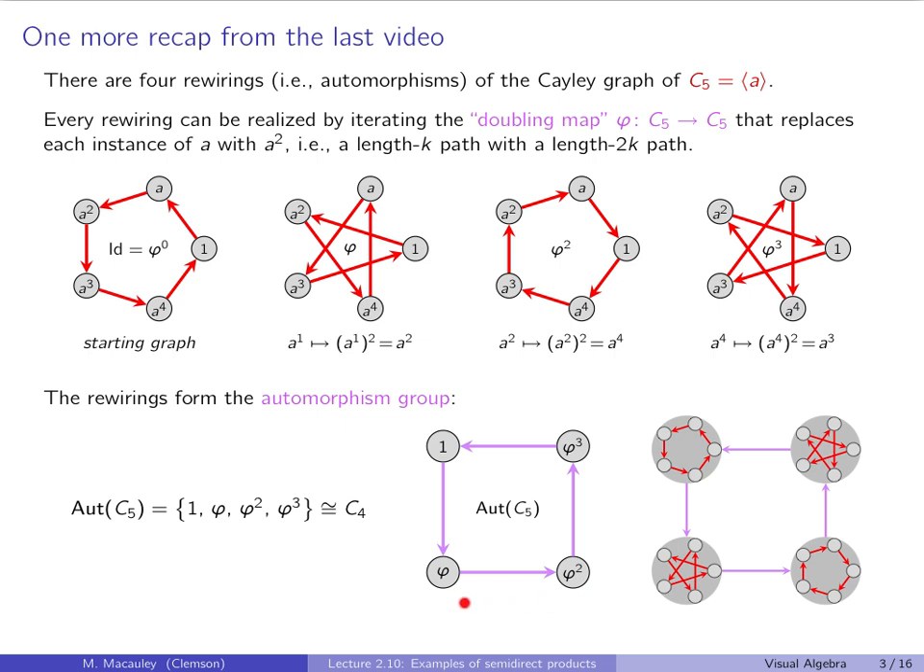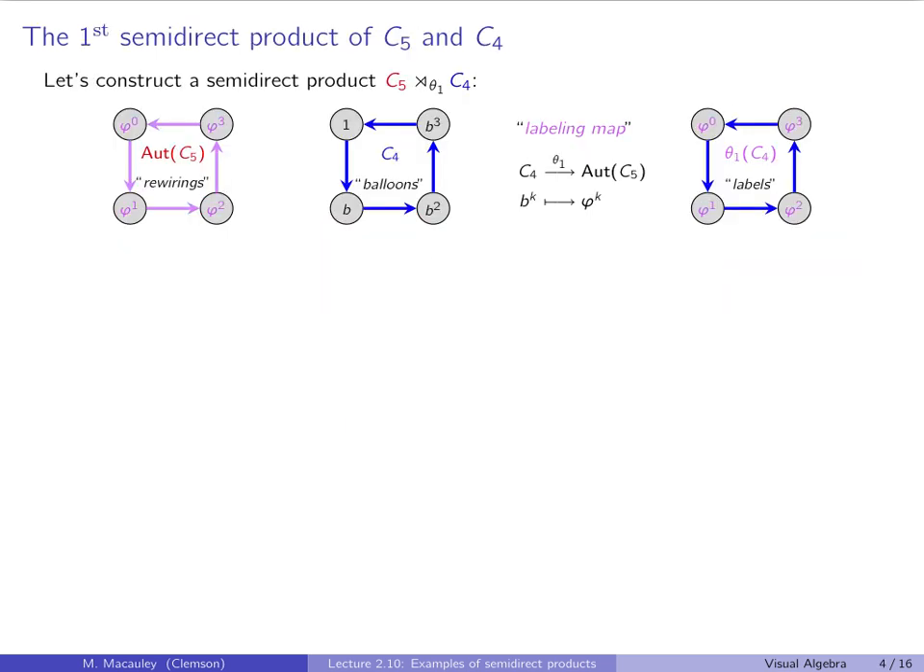And so here's that Cayley graph, and here's what it looks like if I actually stick these rewirings inside of the nodes. And that's how we're going to build our semidirect product, which we talked about in the previous lecture, but now I'm going to do some examples. Let's begin by constructing a semidirect product of C5 and C4.